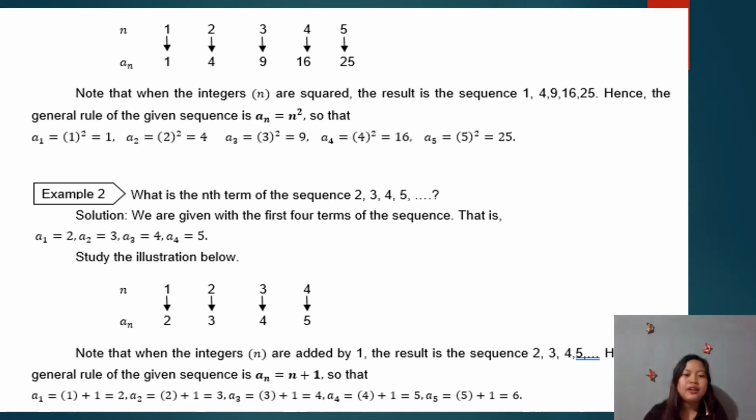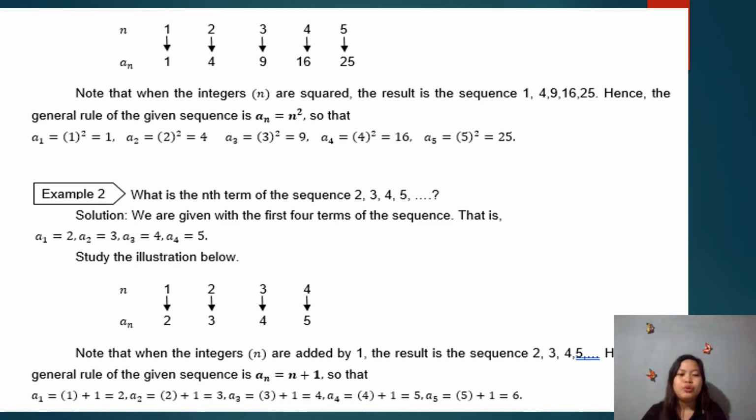So we have there the n. We have 1, 2, 3, 4, and 5, the number of terms. And the a sub n is 1, 4, 9, 16, and 25. So for the first term, we have 1. The second term is 4. The third term is 9. Fourth term is 16. And the fifth term is 25. Note that when the integers n are squared, the result is the sequence 1, 4, 9, 16, 25. Hence, the general rule of the given sequence is a sub n equals n squared.